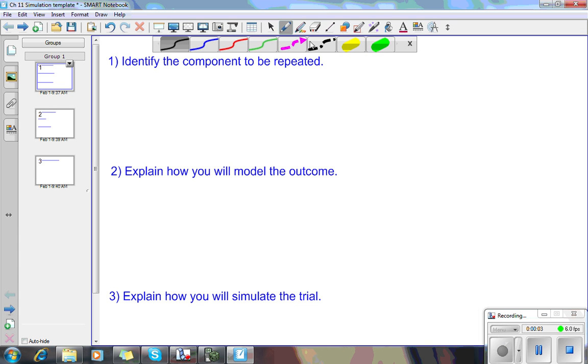Okay, now we are going to do problem 29 on page 268. So go ahead and pause this and read what problem 29 is asking. So the basketball player has a 65% shooting percentage and has made 6 shots in a row.